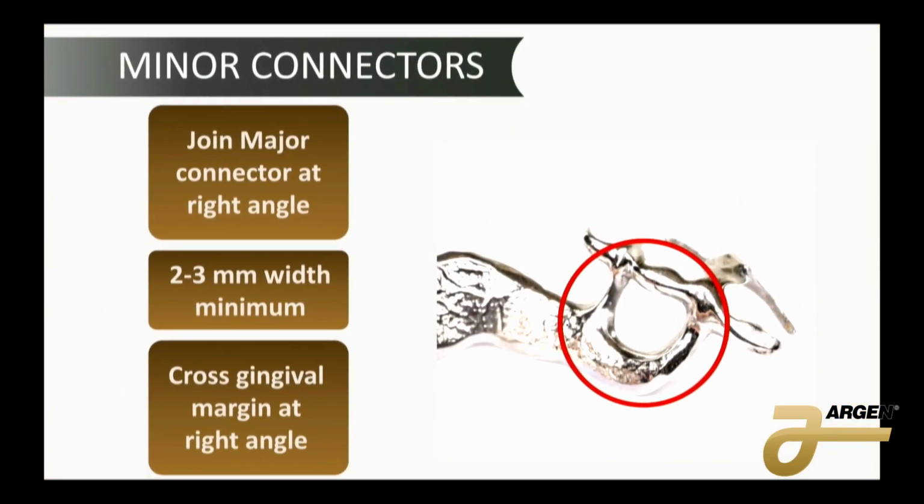So when we're actually designing, again, some of the basics here. When you're clicking the buttons, you know what to look for. The minor connectors should be joining the major connectors at a right angle. We don't want them to be angled. We want strength in those. They should be about 2 to 3 millimeters wide. They can nicely sit within the embrasures. That's probably the best place for them if you can. Just tuck them into those teeth. And they should be crossing the gingival margin of the tooth at 90 degrees.